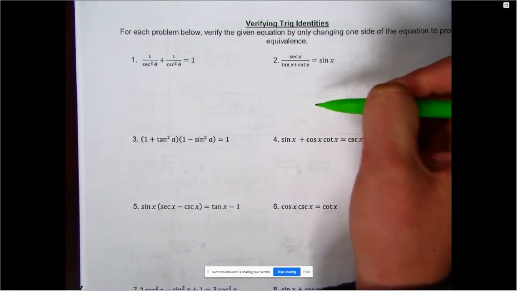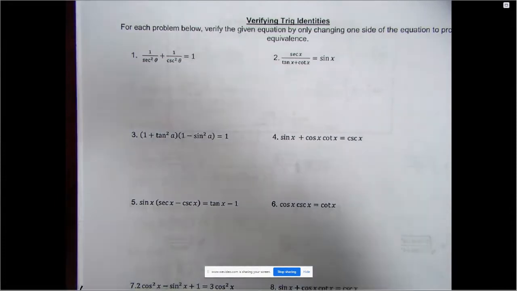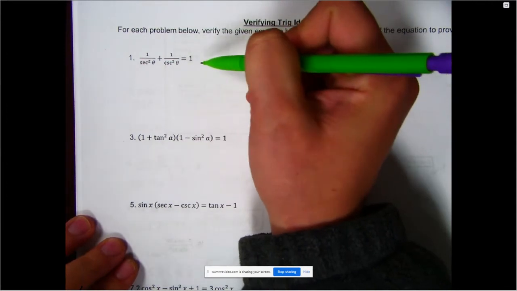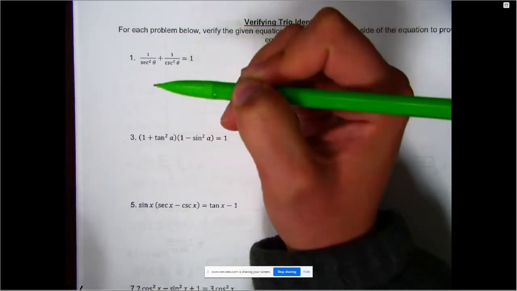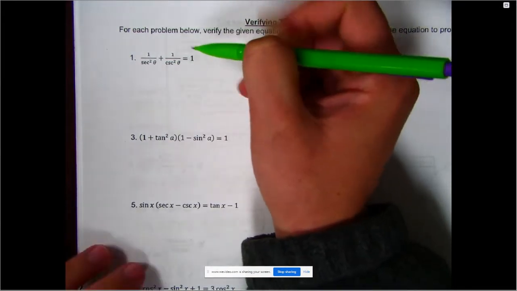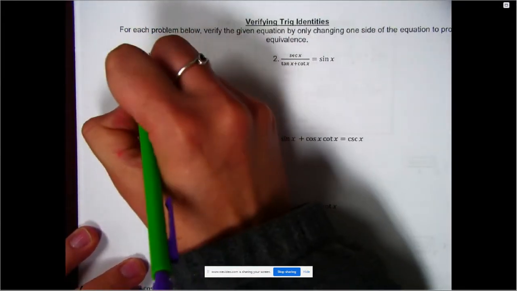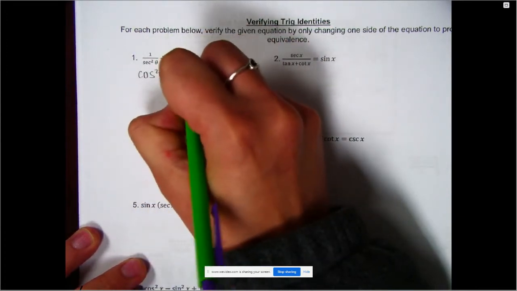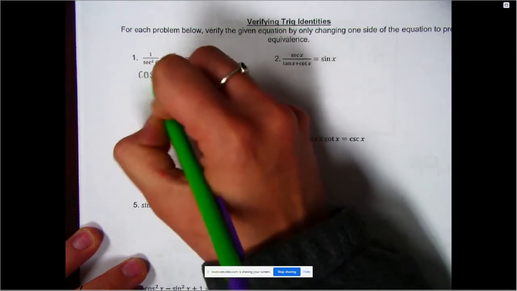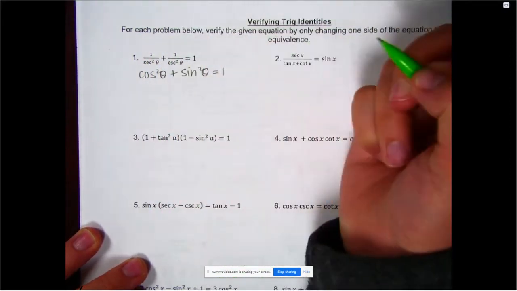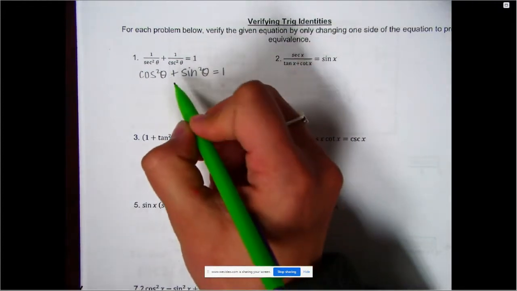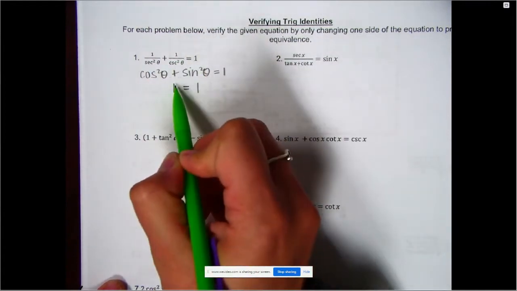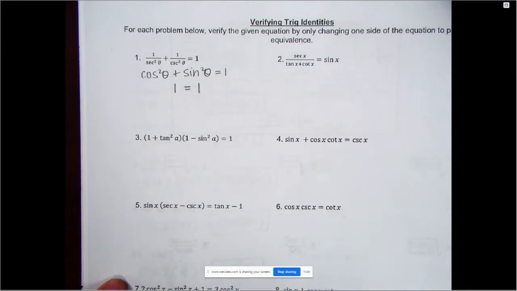So number one, I have 1 over secant squared plus 1 over cosecant squared, and it's telling me it equals 1. Our goal is to prove, to show how it equals 1. So I know 1 over secant squared is cosine squared, and 1 over cosecant squared is sine squared. Every time you do a step, you have to include your equal sign. Well, I know from my Pythagorean identity that cosine squared plus sine squared is 1. Once you have the left side equaling the right side, you're done with your proof.